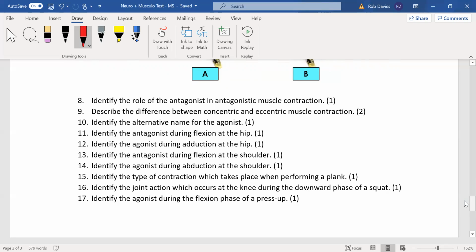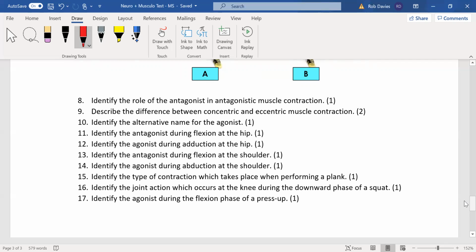Number 10, the alternative name for the agonist is the prime mover. Number 11, the agonist during flexion at the hip. Sorry, the antagonist during flexion at the hip. So the agonist during flexion at the hip is the hip flexors. Antagonist, therefore, will be the gluteals.